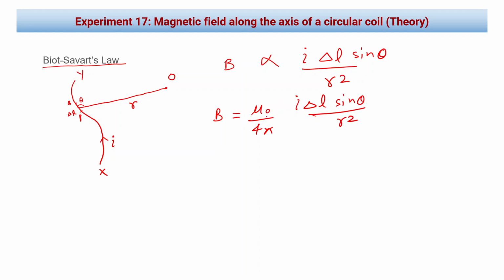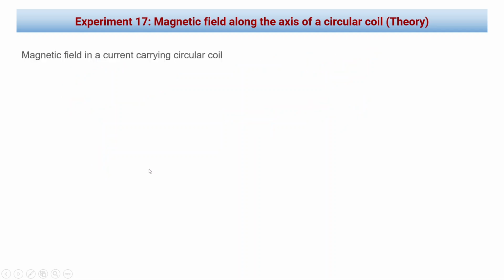Now let's move on to what will be the magnetic field along the axis of a circular coil. This was just because of a conductor carrying current. Now what will be the magnetic field due to a current carrying circular coil? Let's consider a circular coil. This is also carrying current I, and we want to find out what will be the magnetic field at point, let's call it P, and it is on the axis of the circular coil.